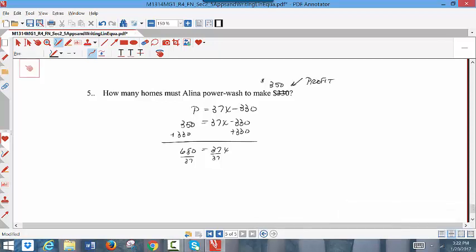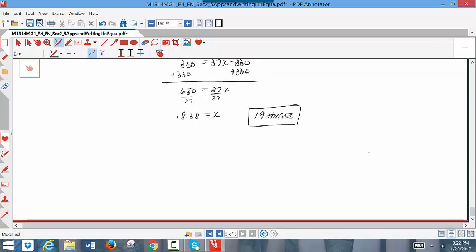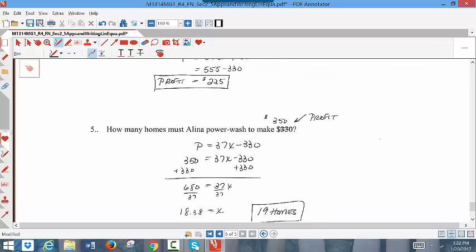Okay, so 680 divided by 37 is 18.378, and so on. Now remember, we're looking for the number of homes, so I would round that up and say 19 homes to overshoot the value. And that's how you work these applications with profit, revenue, and cost.